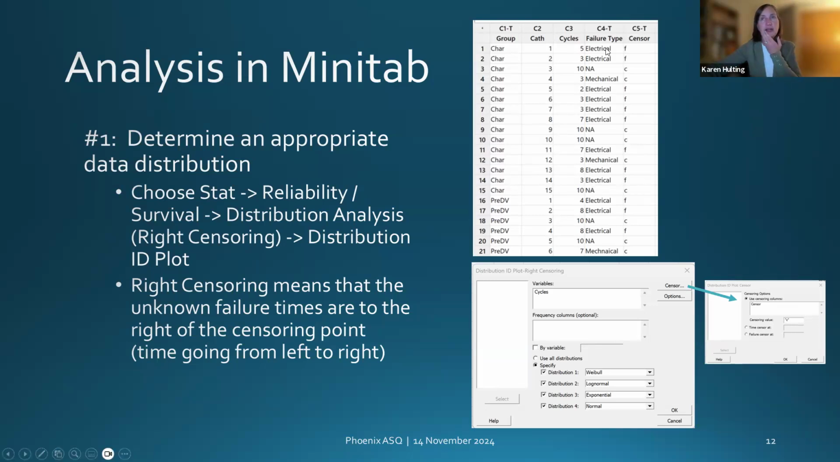And so we have different kinds of failure modes, either electrical or mechanical. And what we were really focused on in this work was not the mechanical failures. What we were trying to improve was the electrical performance. So it turns out that we're going to treat the mechanical failures as a censoring, as well as the ones that got all the way to 10 cycles with no failure at all.